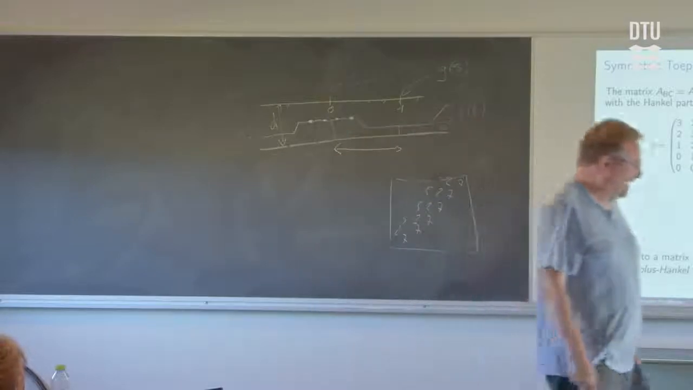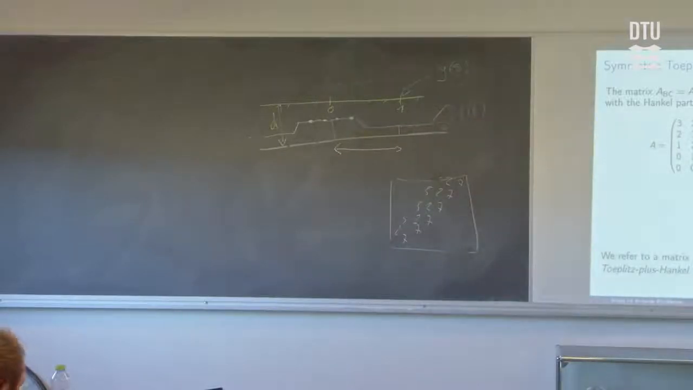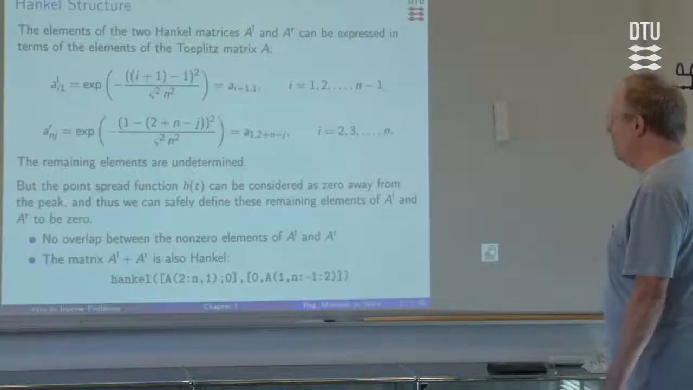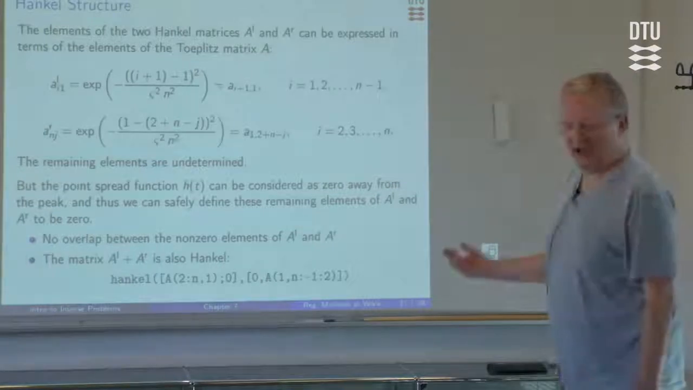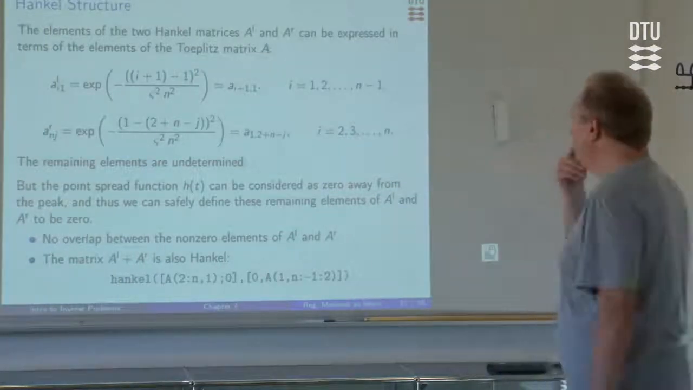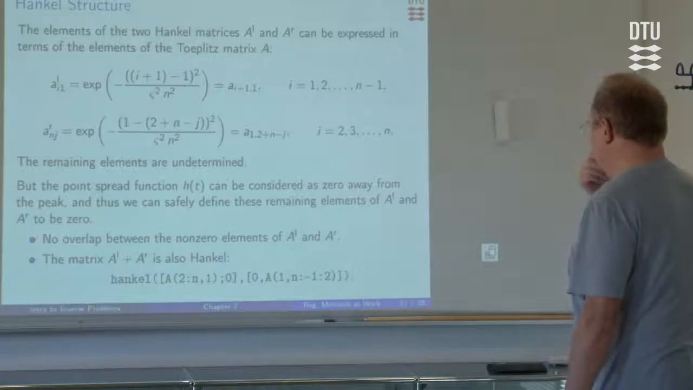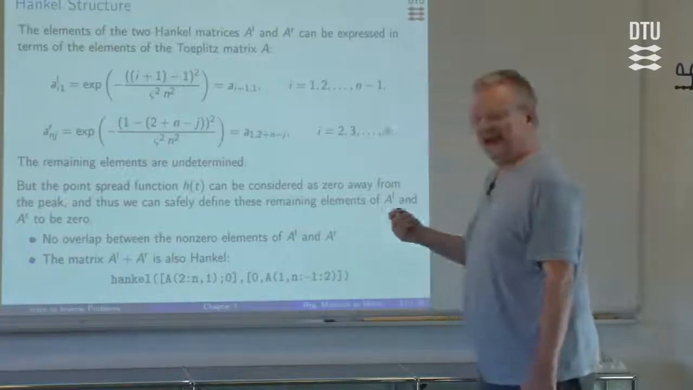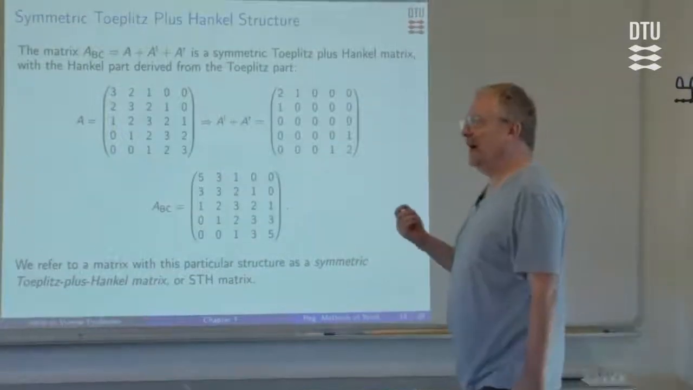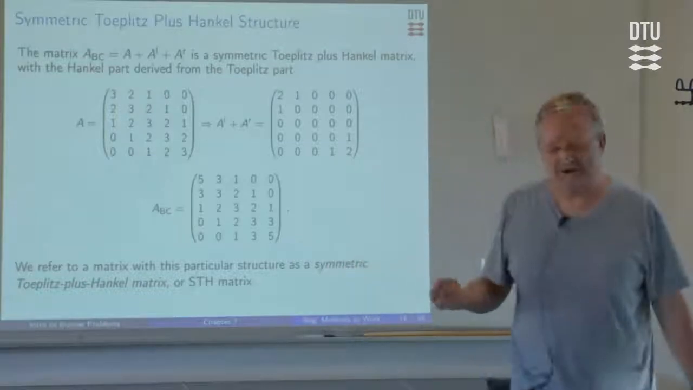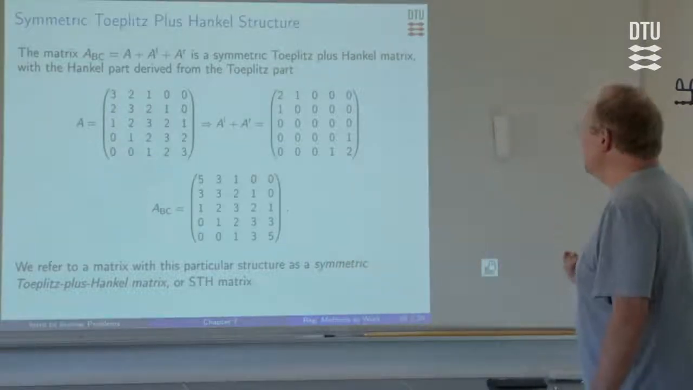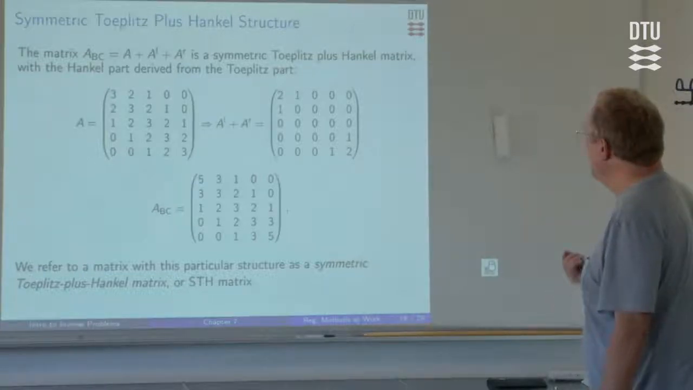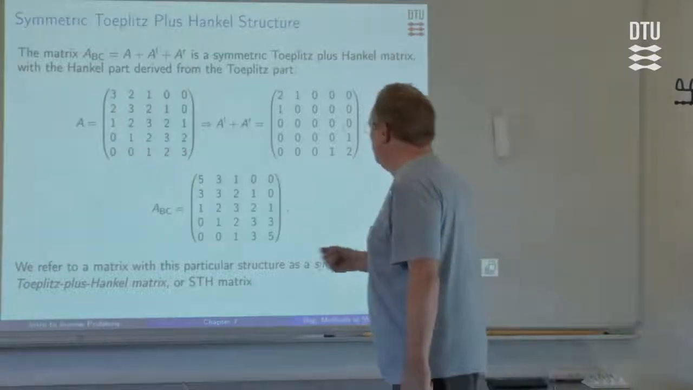So we arrived at the fact that the coefficient matrix that we arrive at in the deconstruction problem has a special structure. It's a sum of a Toeplitz and a Hankel matrix. And moreover, this Hankel matrix is not any old Hankel matrix. It's actually a Hankel matrix whose elements are derived from the Toeplitz matrix in a very special way, as I explained. And it happened to look like that.